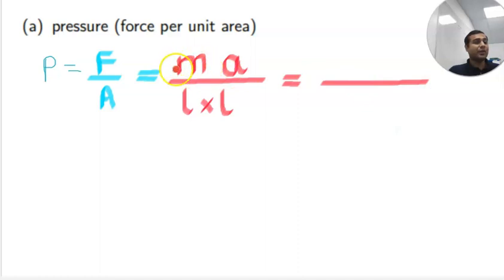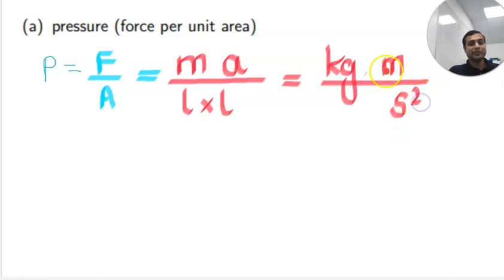The unit of this m, the mass, is kilogram. The unit of acceleration is meter per second square. And then this is length times length. The unit for length times length is meter square. The dot here means multiply.